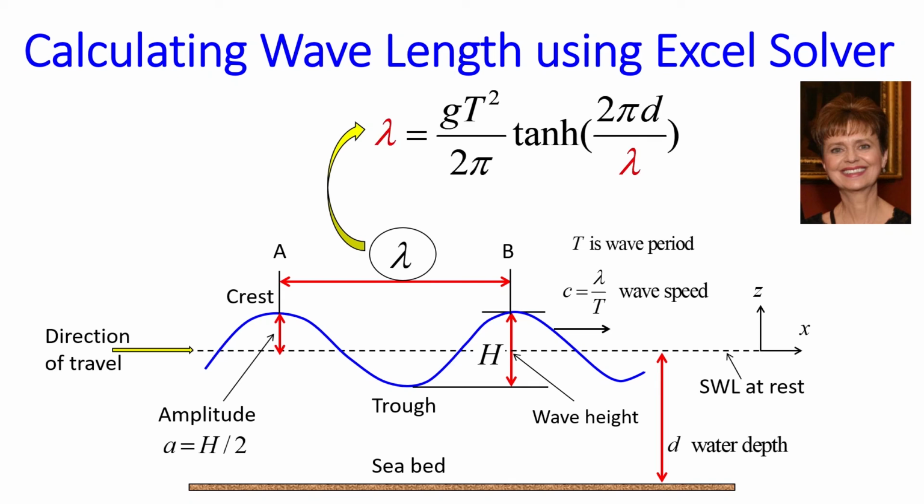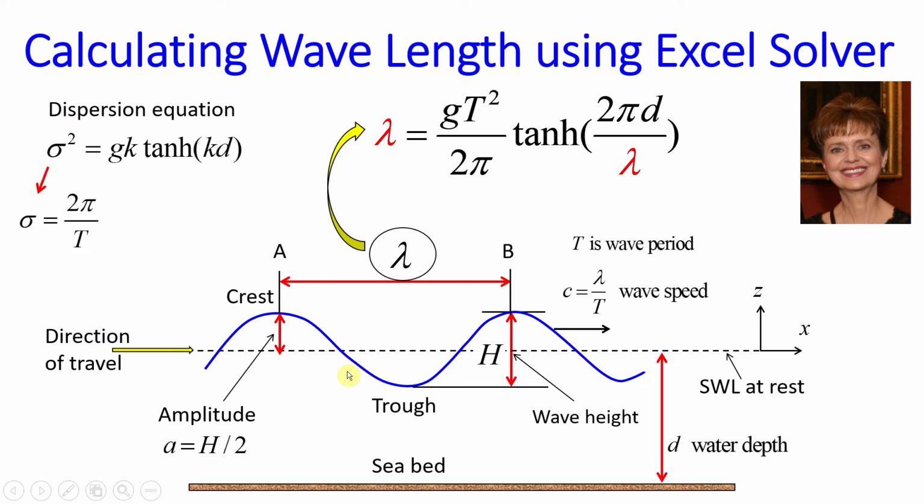And you can see in this equation, lambda is on both sides. To solve this equation, you need to use an iteration method, and you can very quickly use Excel's Solver function to solve it. By the way, this equation can be derived from the dispersion equation, which links wave frequency with wave number. So sigma is the wave frequency, which is defined as 2 pi divided by wave period, and k is the wave number, which is defined as 2 pi divided by wavelength.